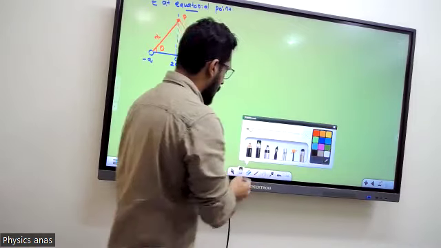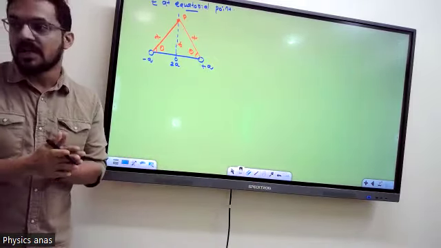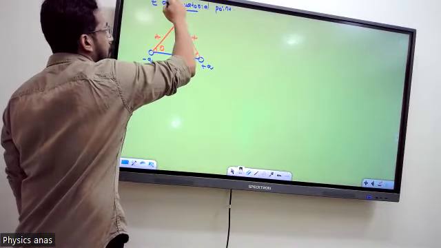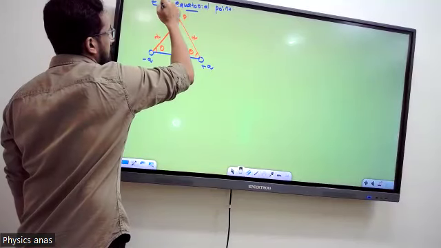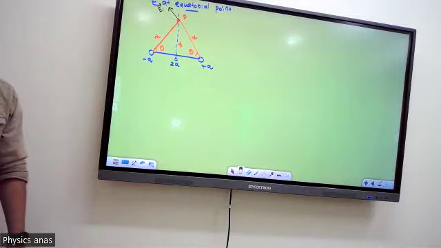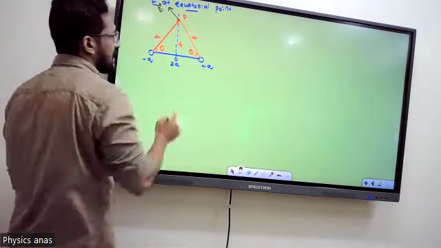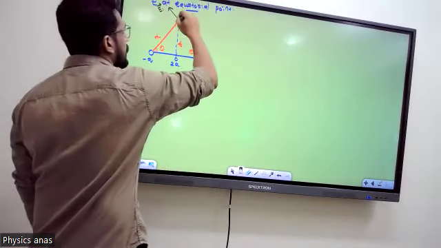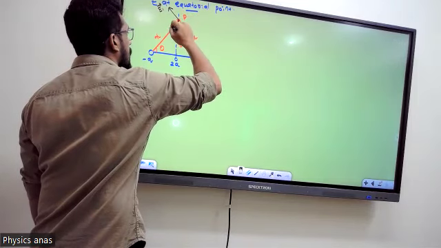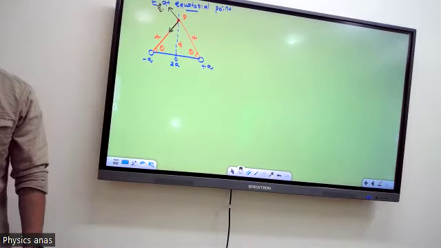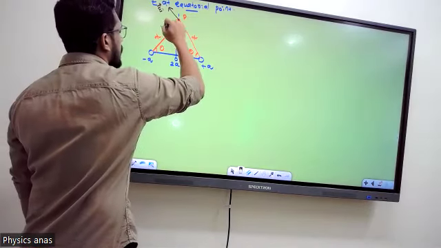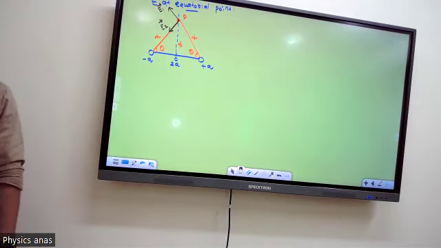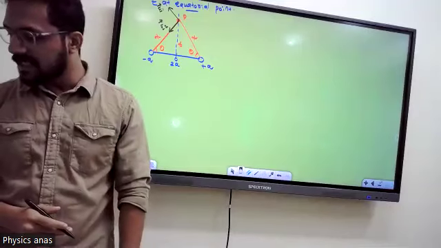Due to this positive charge, there will be an electric field at P, and that electric field will be away from the charge, like this. I am taking it as E1. Due to this minus q, there will also be another electric field at P, and that electric field will be towards the negative charge. That electric field will be taken as E2.